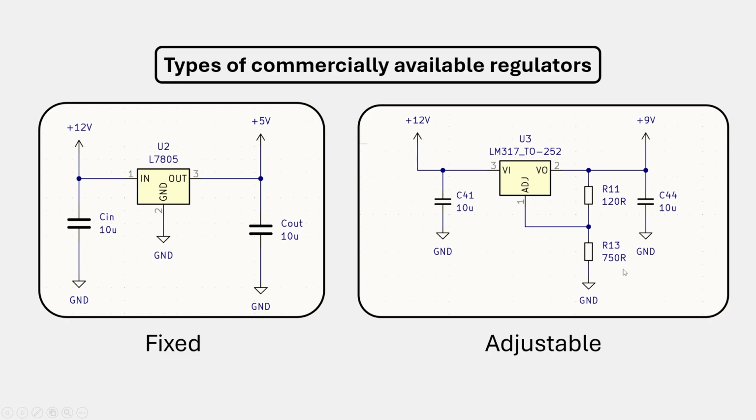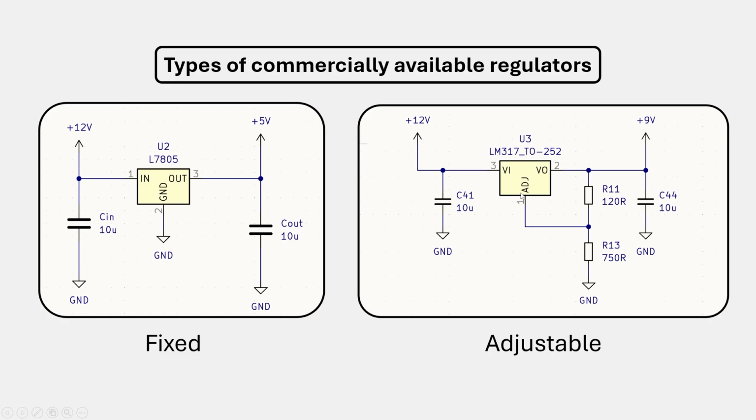The adjustable, as you see, puts the feedback block, or the feedback network of resistors, outside the chip itself. So you as the user will have to put these and control them and calculate them, as I will show you later in this episode. But for basic usage, for example if you want 5 volts, there is no reason to get the adjustable one, just get the fixed one.